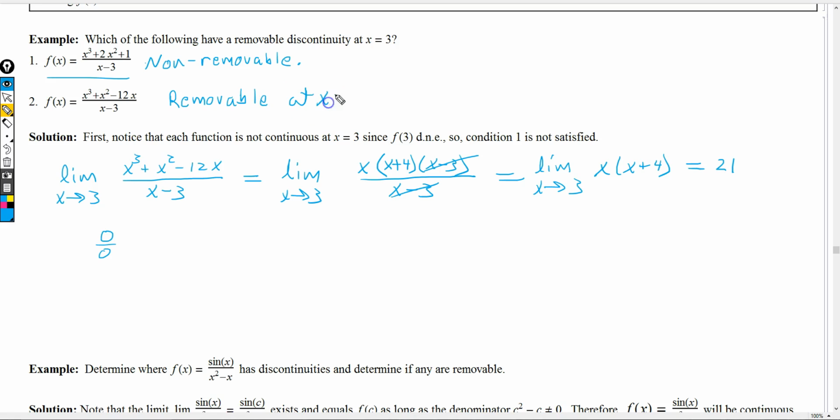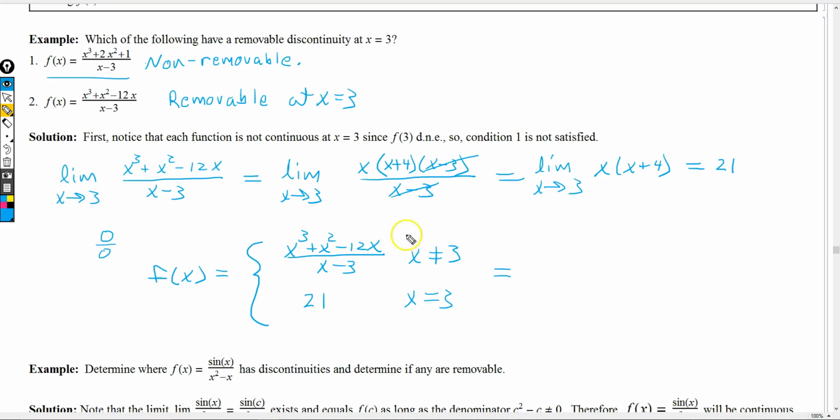In fact, all we would have to do is redefine this function to be, alright, we would just have to redefine it like this. This would be a continuous function because f of 3 would be 21. The limit of this function would be the limit of this term as x approaches 3. That is 21. They're equal. Alright, and so conditions 1, 2, and 3 are all satisfied for this.